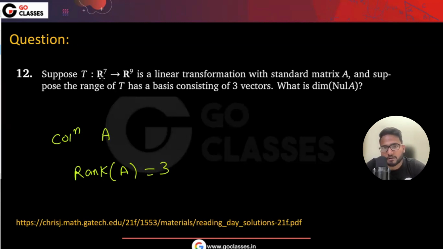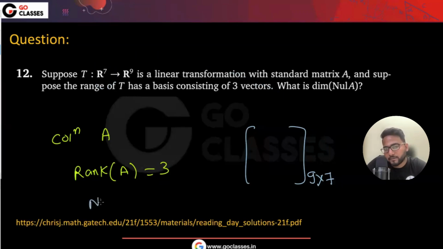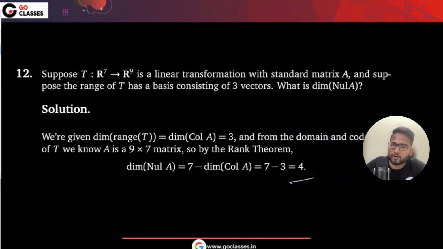This is taking from R7. Okay, A is 7 to 9 or 9 to 7? Tell me. A is 9 to 7, right? Because it is taking from R7, right? So that's why 7 should be here. So the number of columns is 7. So can you tell me the nullity or dimension of the null space of A? It is 9 minus, sorry, 7 minus 3, right? It is a good question, I think. Okay, 4 should be the answer.